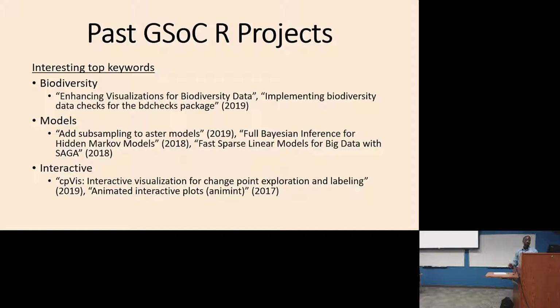So these are some of the past R projects, if you want to look at this, and I'll have a link in the notes so that you can easily find these and others. These are keywords that appear in the word cloud: biodiversity, models, and interactive. This animint package, I did not have time to look into it, but that package was begun in, let me look at my notes, 2013 by Susan Vanderplas, and there have been a number of Google Summer of Code projects adding to it, so that's a valuable package.